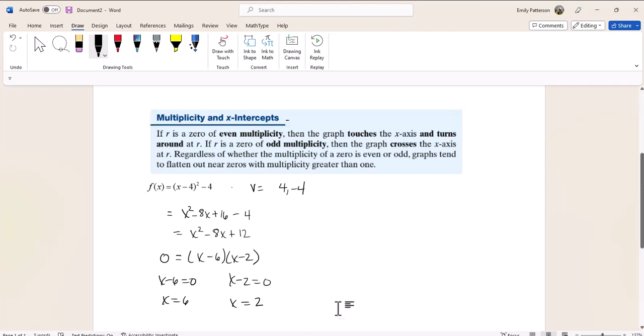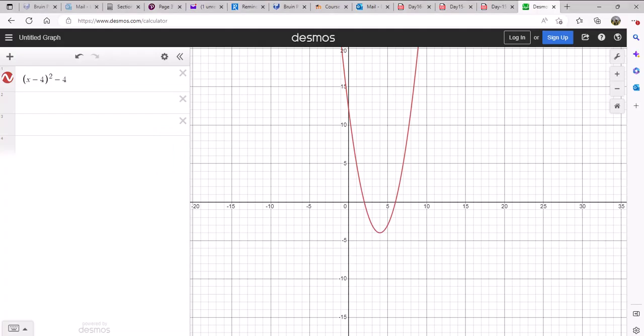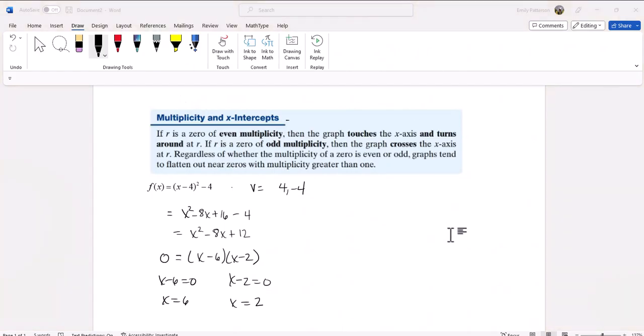And looking at our graph, we're going to find that this is exactly the situation that we have here. My vertex is here at 4, -4, and then I have a root at 2 and a root at 6, or a 0 at 2 and 6. But let's talk about the multiplicity of this. If we notice, it crosses the graph at 2 and it crosses the graph at 6. And this is exactly what we would expect based on the fact that these both have a multiplicity of 1.